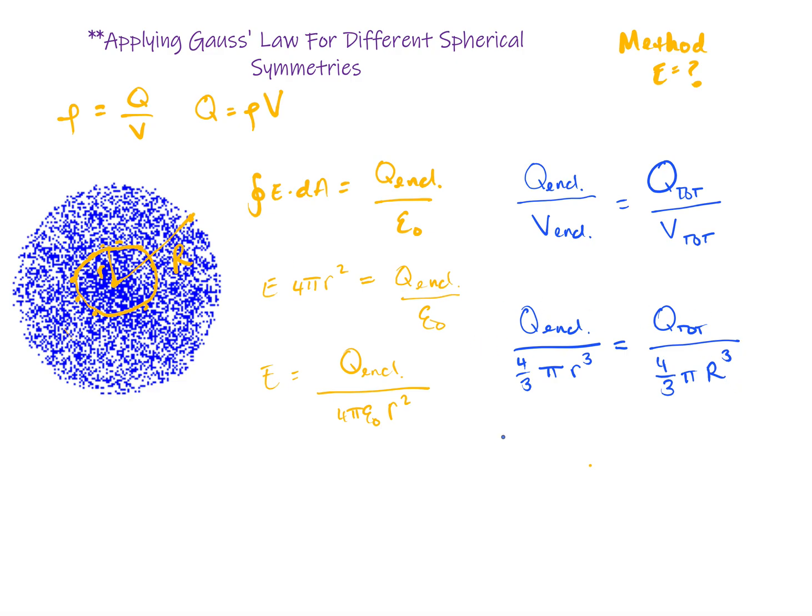Now if I solve for Q enclosed, which I'm trying to get an expression for in terms of the total Q, what I end up with is the total charge times little r cubed over big R cubed, right? The 4/3 pi would cancel once I multiply both over. So I have this expression.